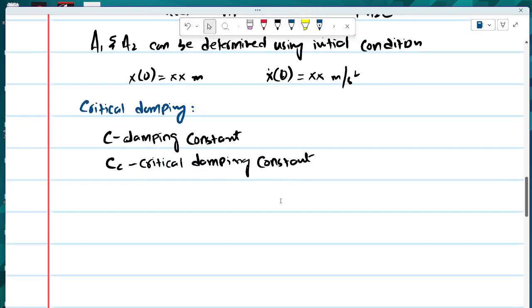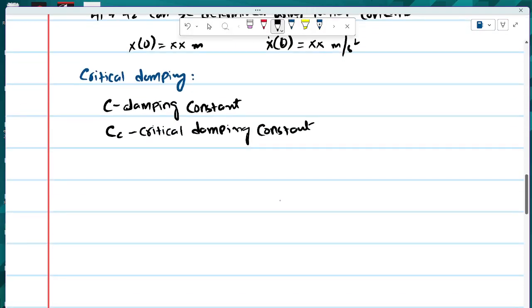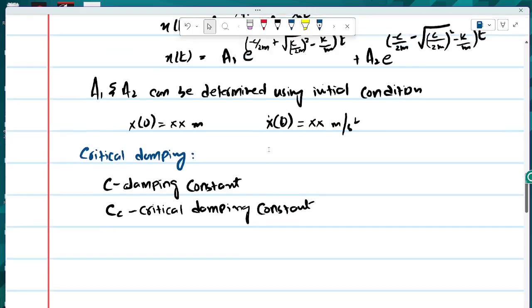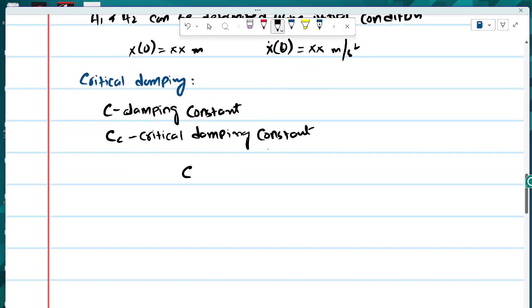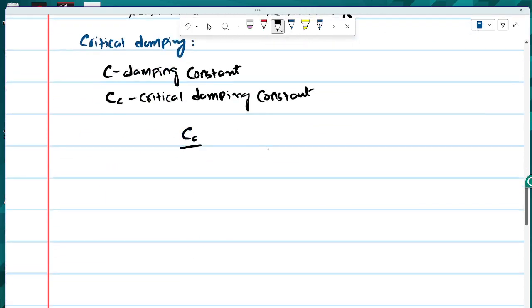So what happens with critical damping? In critical damping, the value under the root, that is c over 2m squared minus k over m, becomes equal to 0. For any value of c, if the whole of this expression becomes 0, that's the value of critical damping. We say the radical becomes equal to 0. So from here we can find out how to determine the critical damping value for any system.